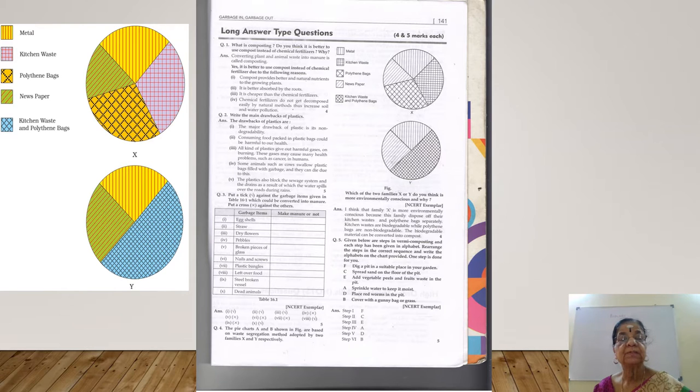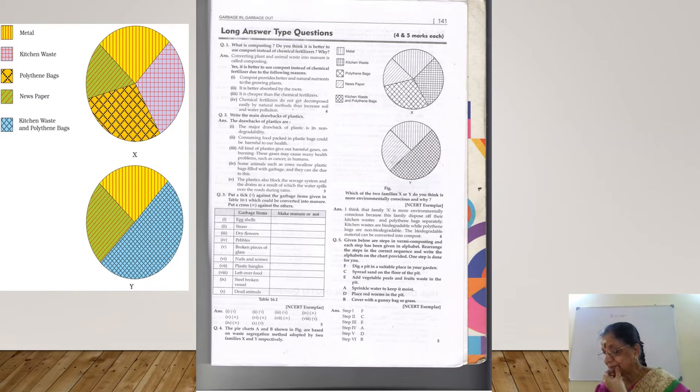Family Y has put metal separately and newspaper separately, but kitchen and polythene waste together. So who is correct? The ones who put them separately are correct, right? So family X is more environmentally conscious because they dispose of their kitchen waste and polythene waste separately. I hope you understand.